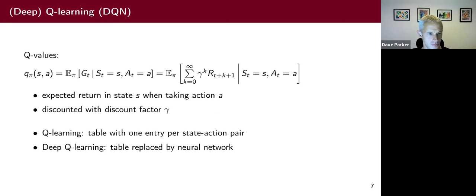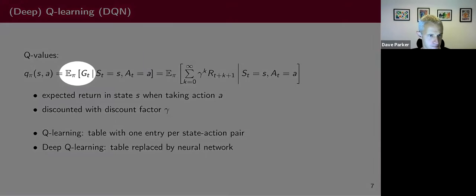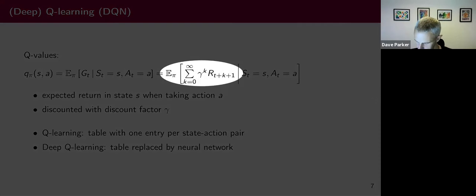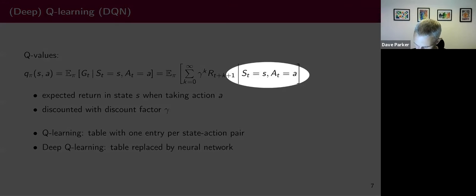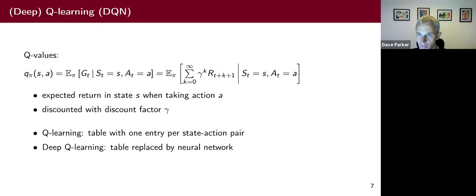In Q-learning, the idea is to use this interaction scheme that we just saw to learn the so-called Q-values. These Q-values represent the expected return, that is the expected accumulated discounted reward, when being in state S and taking action A. In classical Q-learning, each of the Q-values was learned separately by having a single entry in a table.